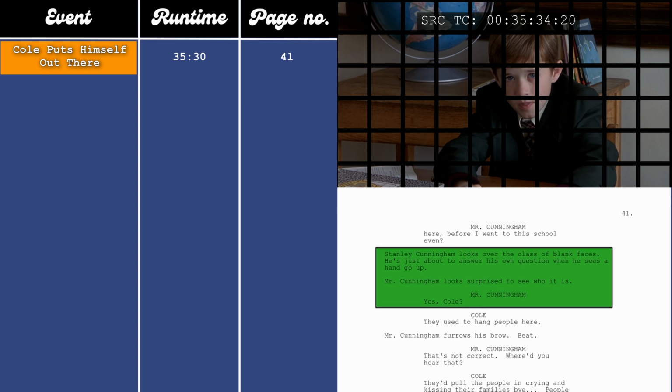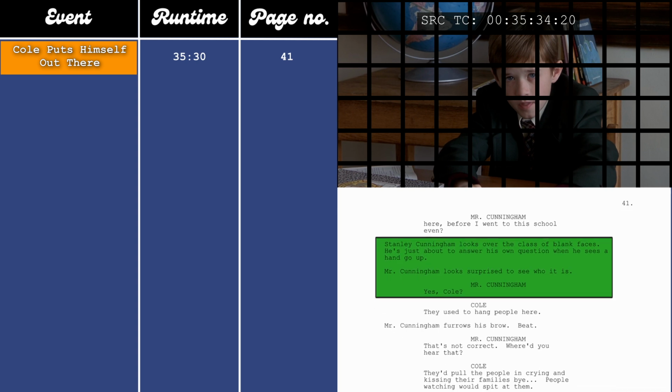So it's clearly an odd occurrence, but we could also see it as a development for Cole, that he's finally putting himself out there for the first time, showing that his time with Malcolm is starting to help.